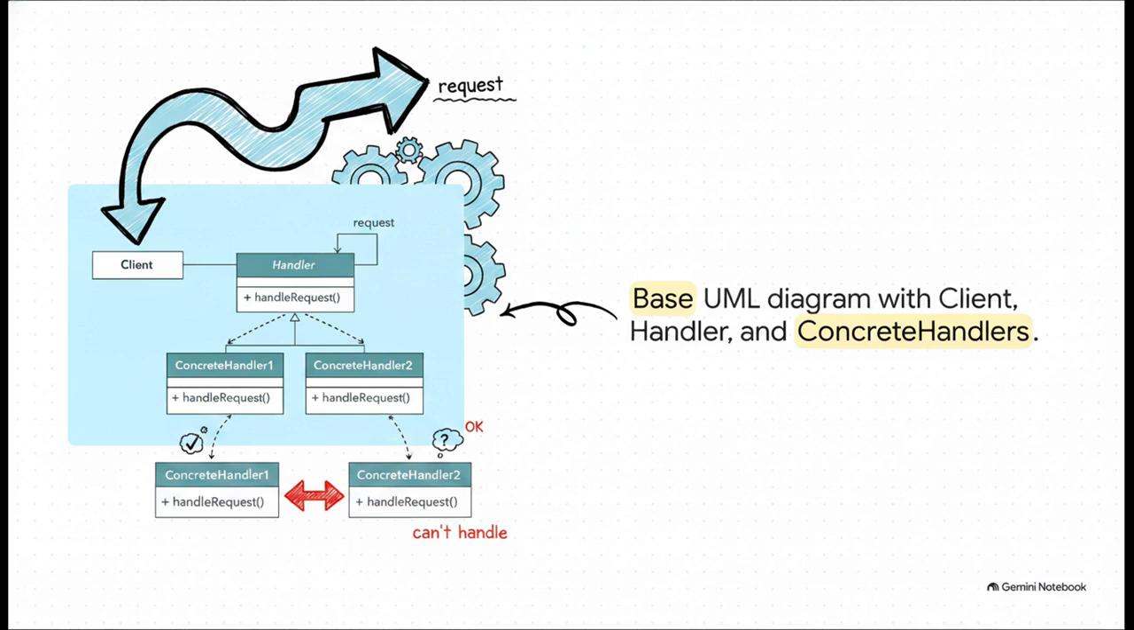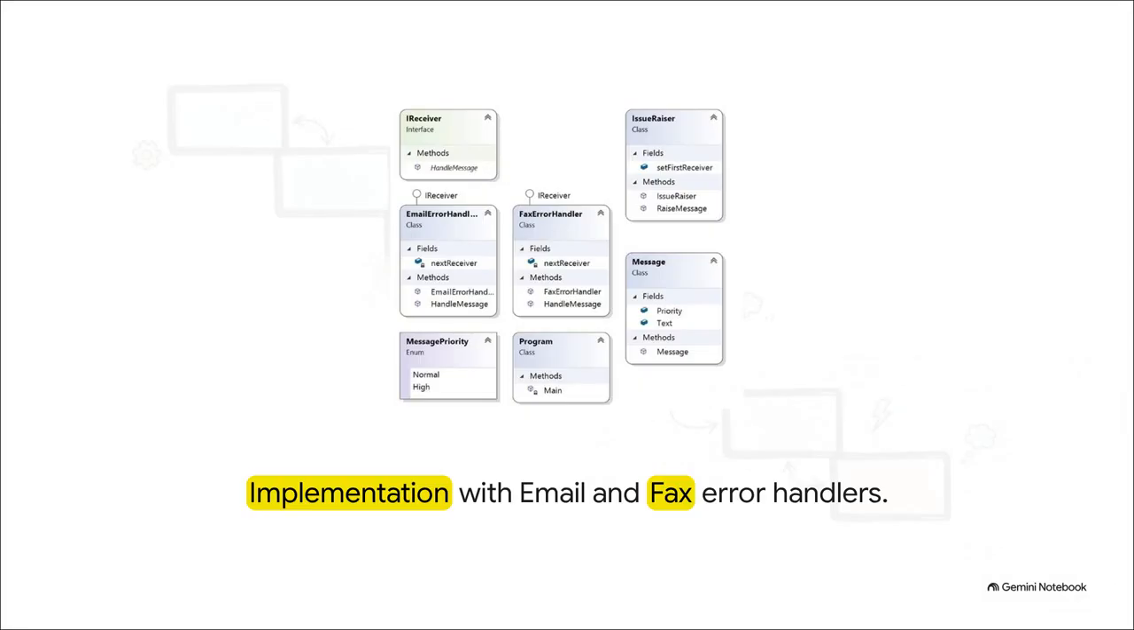If concrete handler 1 can't do the job, it just uses the base class's reference to pass the request right along to concrete handler 2. Let's ground that abstract UML with a highly practical example. We've got an interface here called iReceiver, and we have 2 concrete implementations of it, email error handler and fax error handler. We also have a message class containing a message priority, either normal or high.